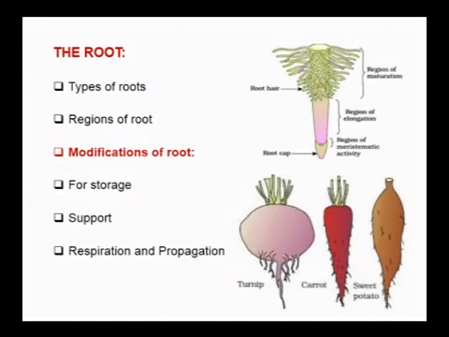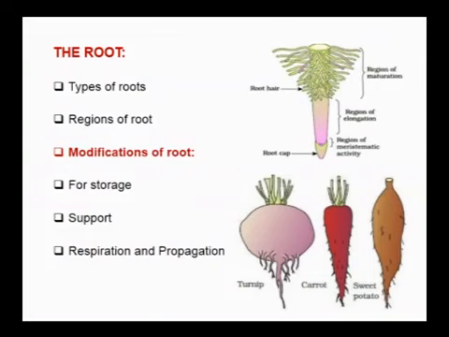So, the regions of roots are the root cap, region of meristematic activity, region of elongation, and region of maturation with root hairs, which is also called the absorptive region. Above this, the conduction region begins, where vascular tissues are organized properly.